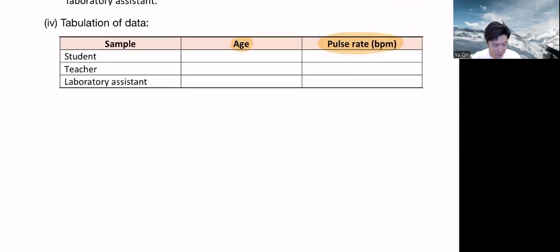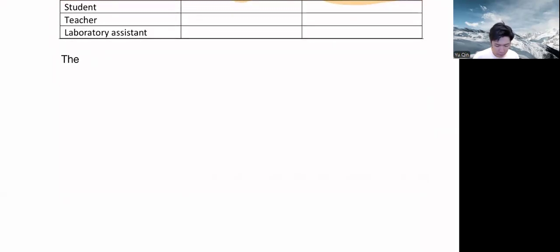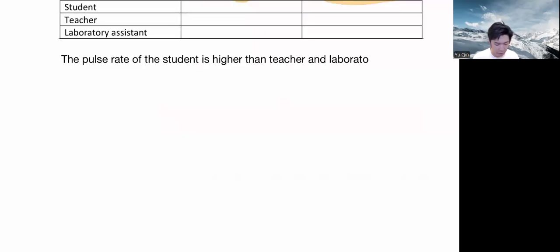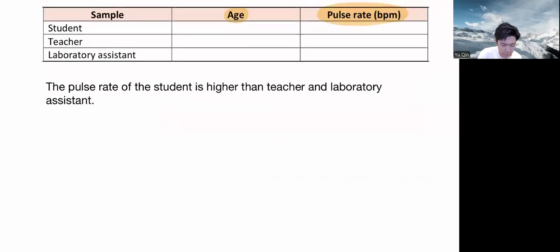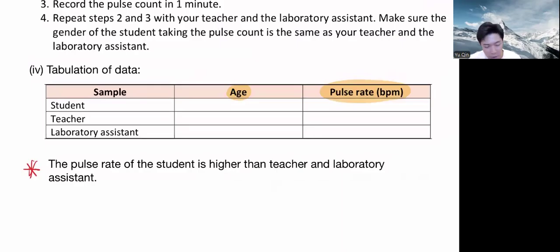Okay, so after you draw this, I'm just gonna extra write another answer for you just in case you see this question, which is to ask for your observation. So you write the pulse rate of the student is higher than teacher and laboratory assistant. Okay, this is another answer for another kind of question if they ask for observation.